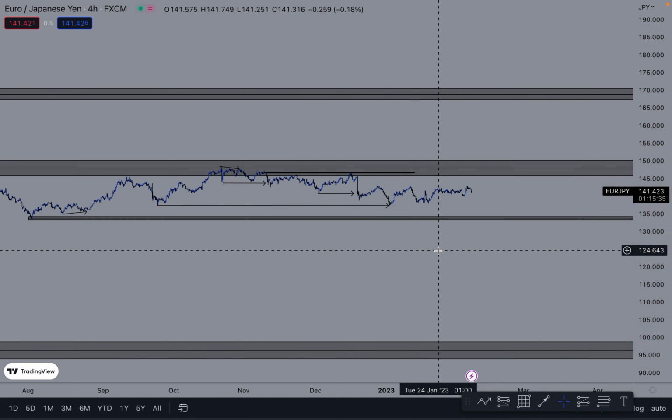The bias I see that is stronger is the buys, because we had a higher high and a higher low, and so I think we should be moving next to the next monthly supply zone. All right, so guys, that's just it. I decided to share my view on EURJPY with you guys.